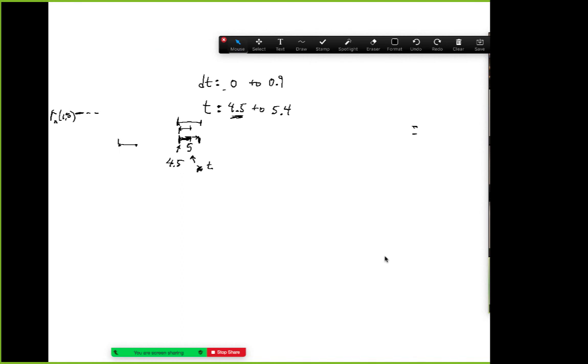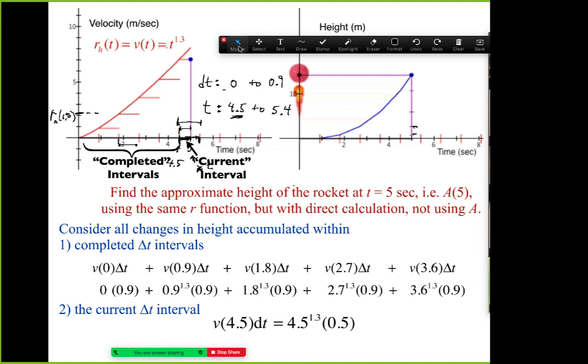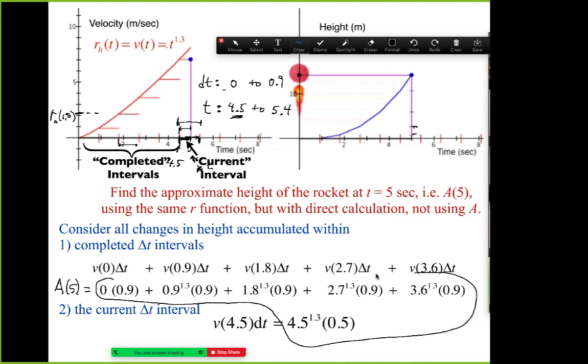Okay, so our accumulation function, A of 5, is going to be all this, plus that. Do you see how that's A of 5? We get the sum of all the changes in height from the completed intervals, plus a little more change from the current interval. Does that make sense? So that's not that hard, right? That's not a difficult thing, because all we're doing is m dx plus m dx plus m dx to get an accumulated dy. And we're just summing up the m dx's.